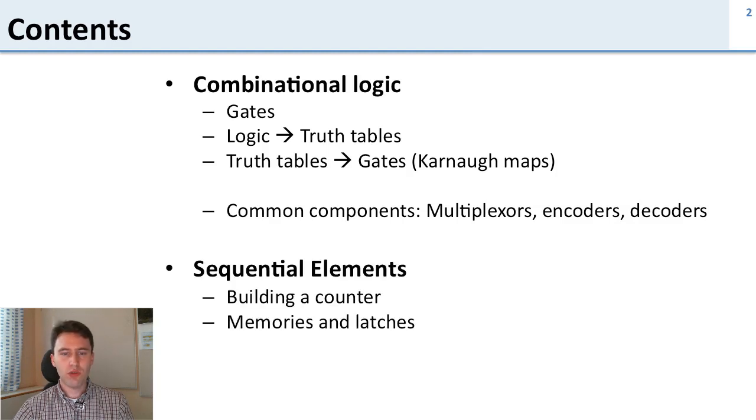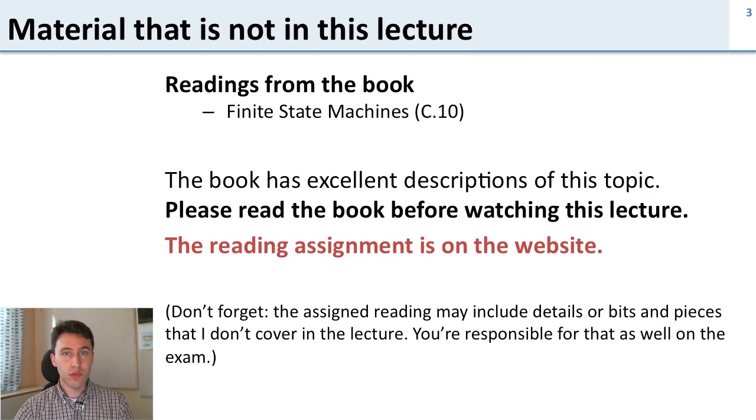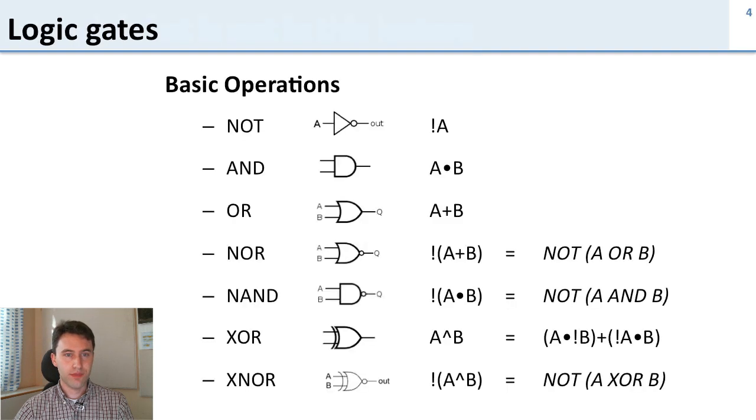After we've talked about that, we're going to talk about sequential elements. So we're going to do that by motivating it with an example about how you build a counter. We're going to go into details of how memories and latches are built, and sort of pull this all together saying how do you design logic systems. So material that I'm not going to cover, finite state machines. This is Appendix C, Section 10 in the book.